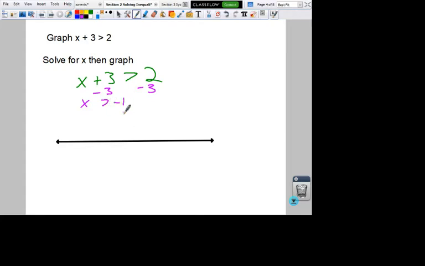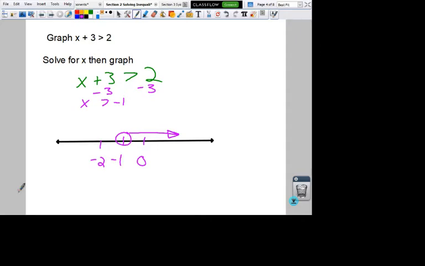Now that I have the x by itself, now I'm going to go and actually graph it. And for your guys' stuff to count today, you have to actually graph it on your number line. So I'm going to have -1, 0, -2. I'm going to make my circle at -1. And then I'm going to make my arrow going off to the right.